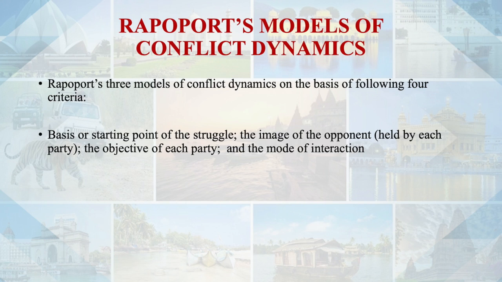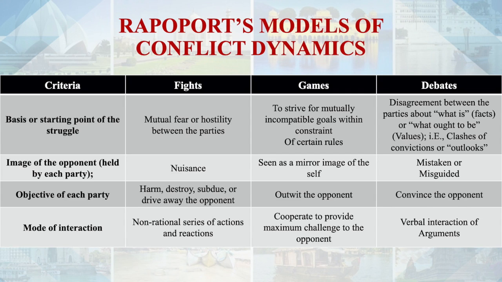So in this classification, the basis is the starting point of the struggle, the image of the opponent held by each party, the objective of each party, and the mood of the interaction. This classification is further diversified. Again, the criteria have been changed, or rather further expanded. So the criteria are the basis or starting point of the struggle, then the perceived image of the opponent by the other party, then the objective of each party, and finally the mode of interaction.